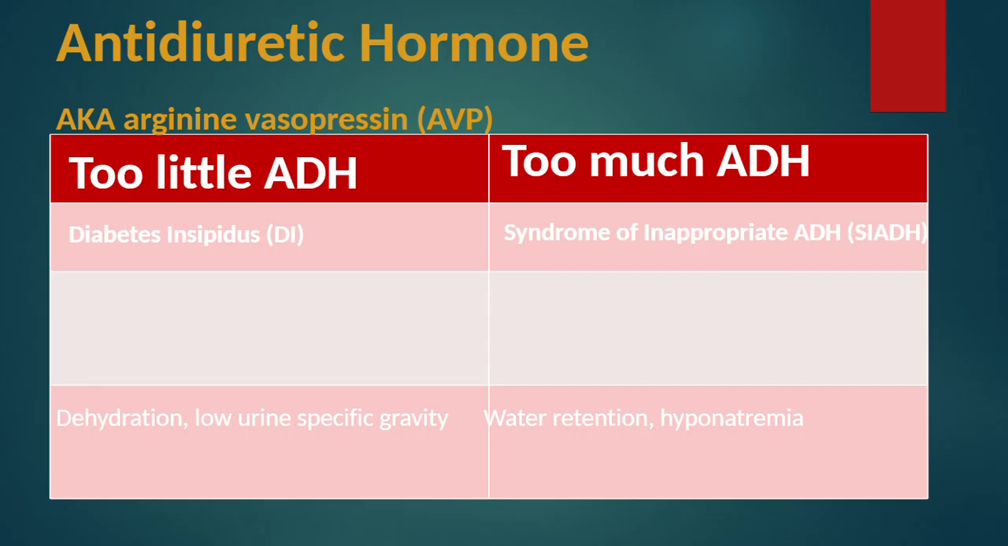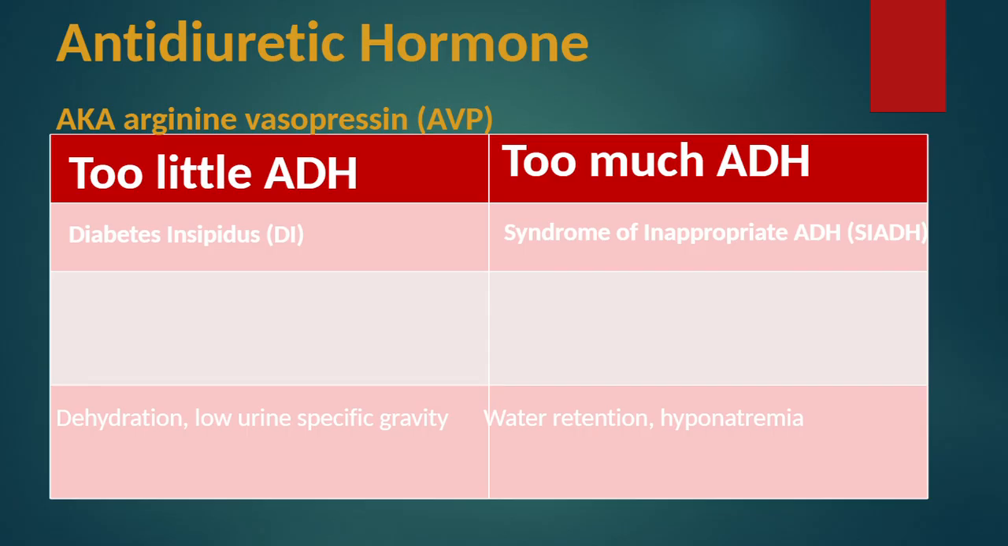On the opposite end, when too much ADH is secreted, the body holds on to excess water. This is called syndrome of inappropriate antidiuretic hormone, SIADH. In SIADH, urine output decreases because water is being retained, leading to dilutional hyponatremia. In other words, the sodium level in the blood drops due to water retention. Patients may have headache, confusion, muscle cramps, and even seizures if sodium levels get dangerously low.